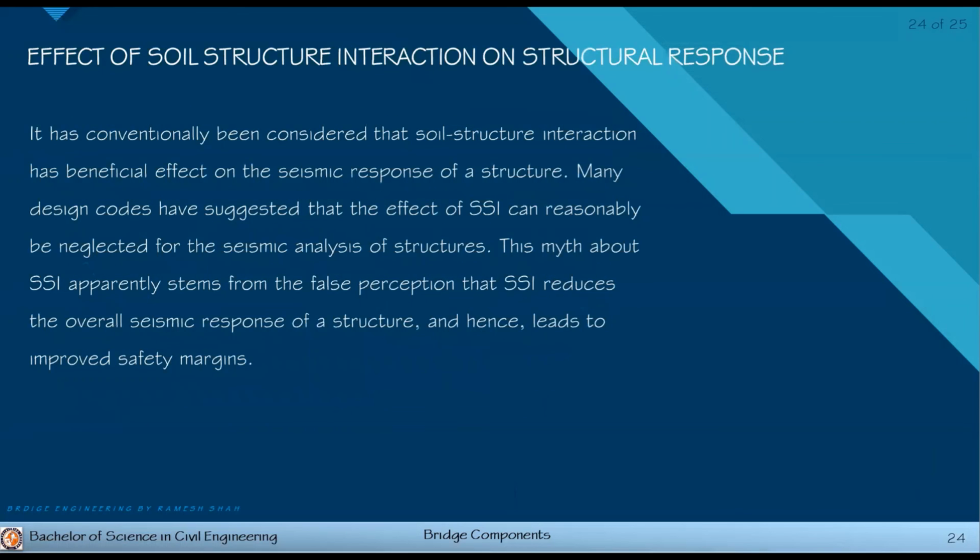So, the effects of soil structure interaction on structural response. It has conventionally been considered that soil structure interaction has a beneficial effect on the seismic response of the structure. So many design codes have suggested that the effect of SSI can reasonably be neglected for the seismic analysis of structures. This myth about SSI apparently stems from the false perception that SSI reduces the overall seismic response of the structure and hence leads to improved safety margins.